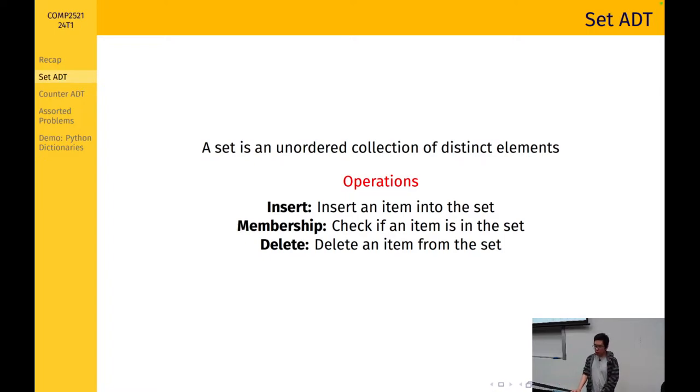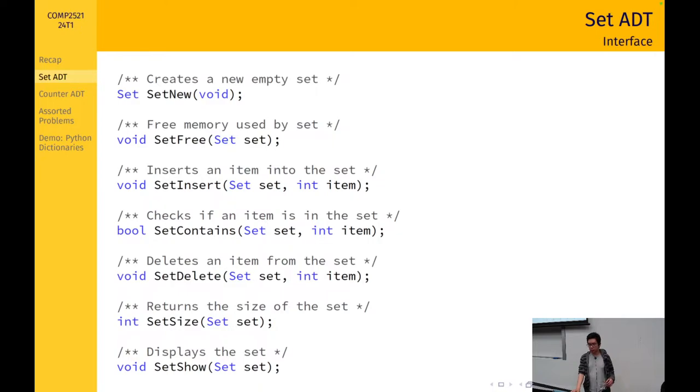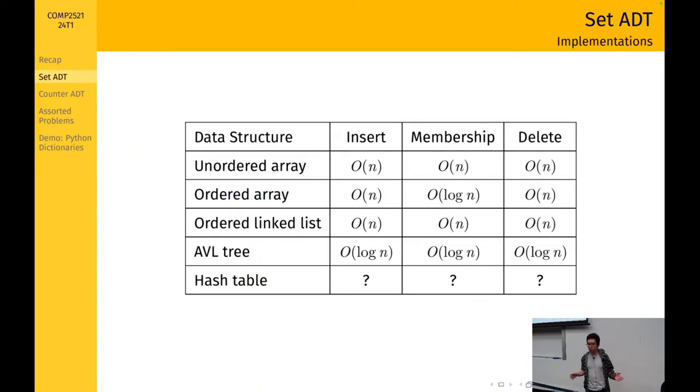How might we implement a set? Here is the interface. What kind of data structures might we use to implement this set? Well, we have a bunch of different choices. We could choose an unordered array. Those operations would be O(n) because of the need to perform a linear search in order to find any element. So it's O(n).